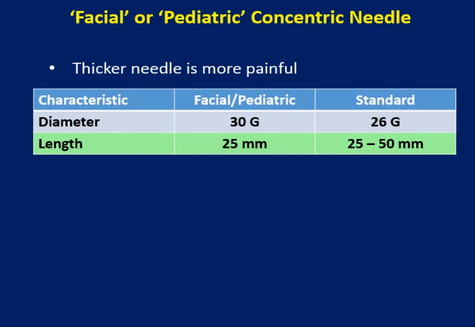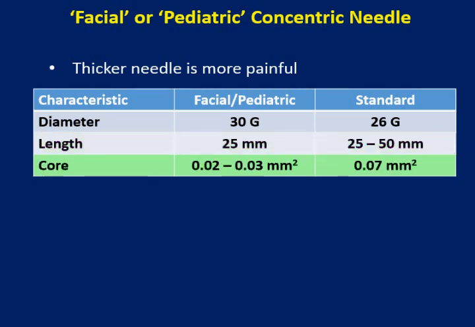Secondly, the central wire of the facial needle is also thinner. Hence, the core of this needle has a recording surface of only 0.02 to 0.03 square millimeters compared to 0.07 square millimeter of the standard concentric needle. The smaller recording surface gives slightly higher amplitude potentials compared to the standard concentric needle. Besides the study of the superficial muscles, or in children, the facial needle is also used for jitter analysis instead of the reusable single fiber EMG electrode.